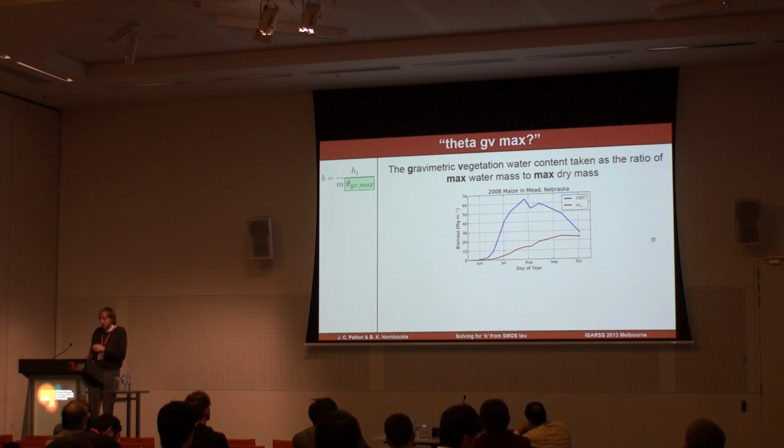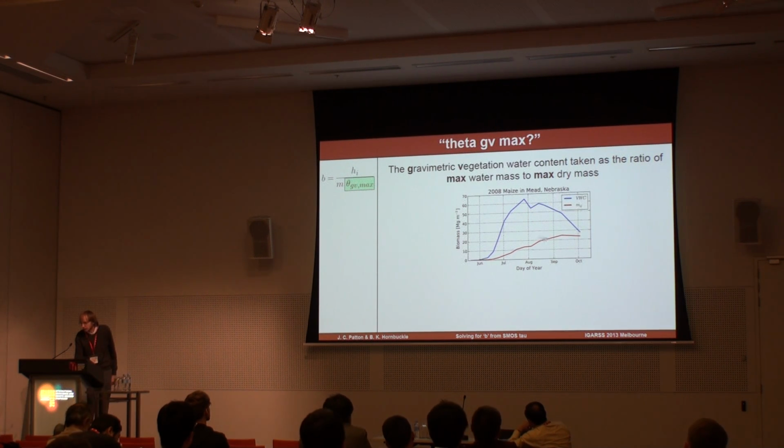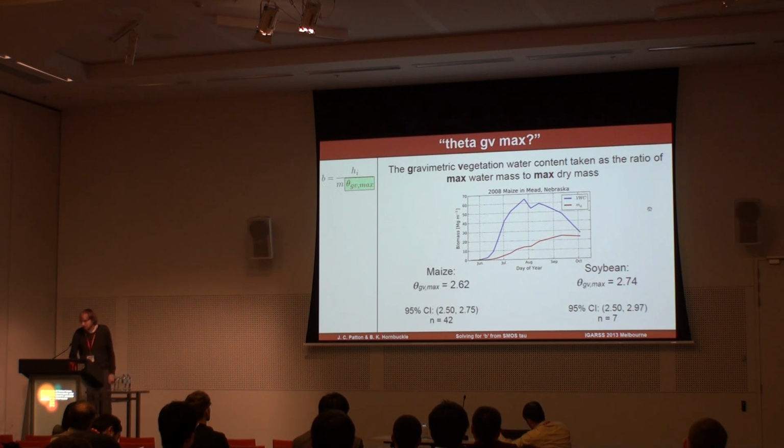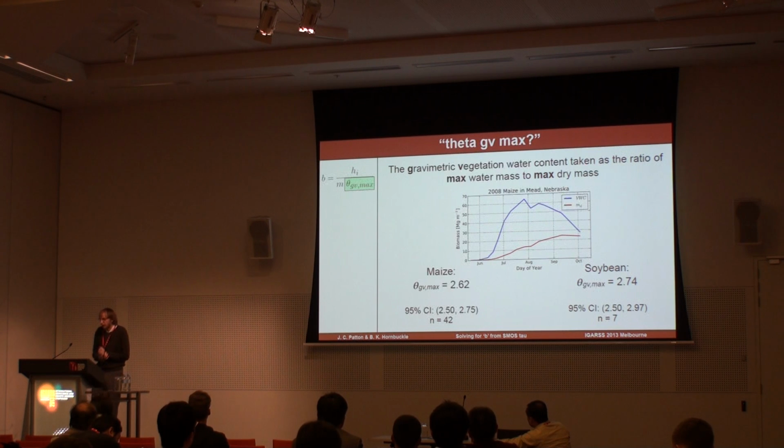So those are two different times, and so what we do when we calculate theta GV is take the peak water and the peak dry matter, and then just basically find the ratio there. And yeah, this is off. That should be per hectare, not per meter squared. That's humongous. So when we do that, we find that for corn, the theta GV max is around 2.6, and soybean it's around 2.7.